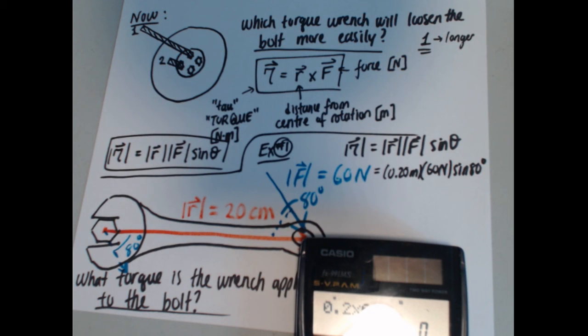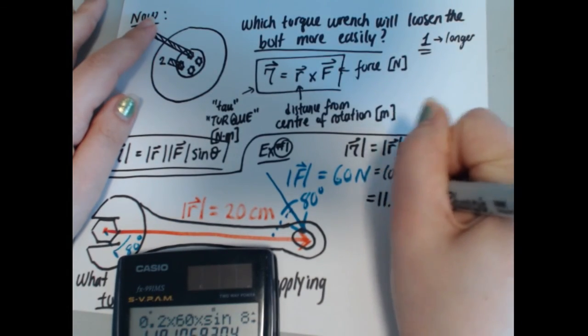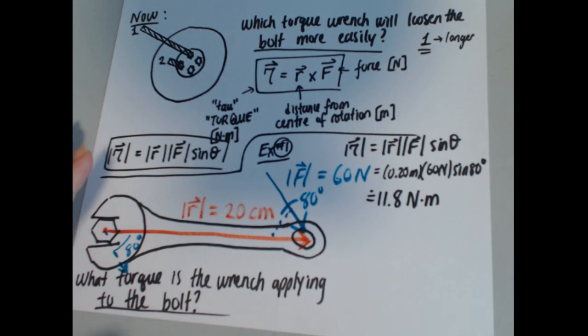0.2 times 60 times sine of 80 degrees. 11.8 approximately. So 11.8, the units are Newton meters. That is the magnitude of the torque. Now we have to find the direction.